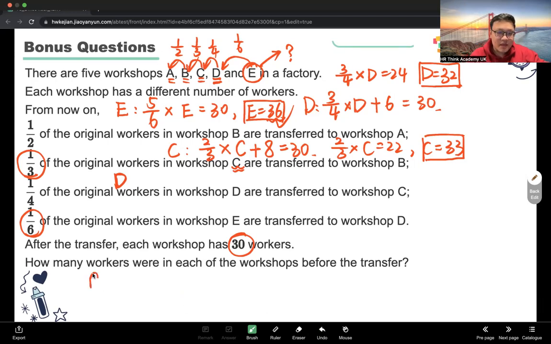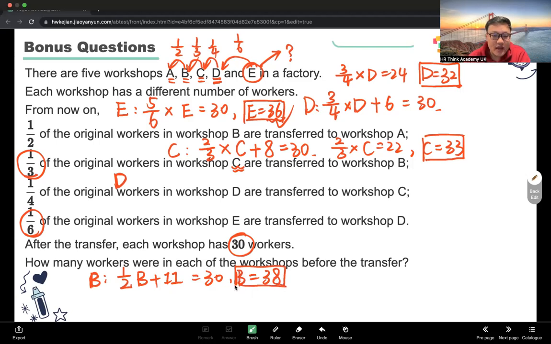So for B, let me write it down here. Half of B remaining plus 11, which is received from C, equals 30. So half of B equals 19, then B equals 19 times 2, which is 38. And B equals 38.